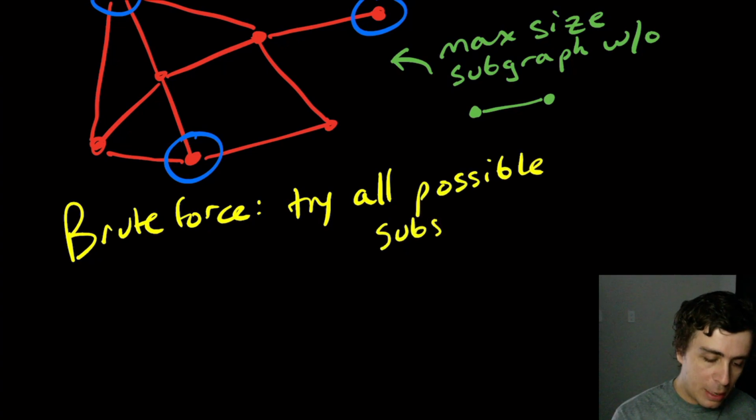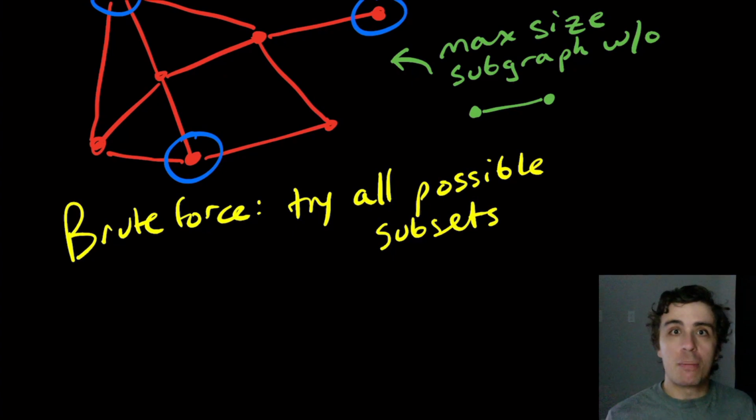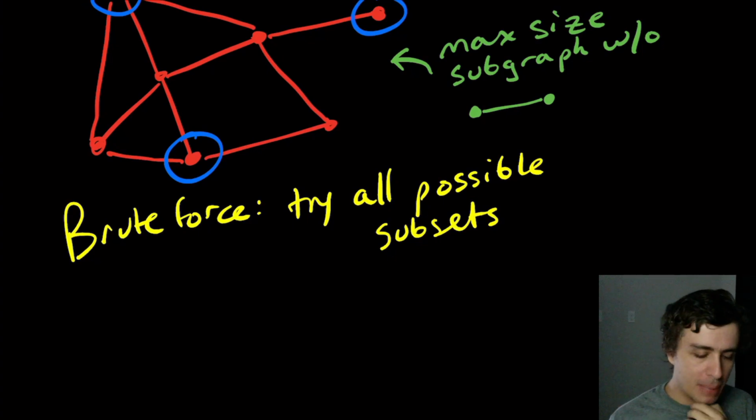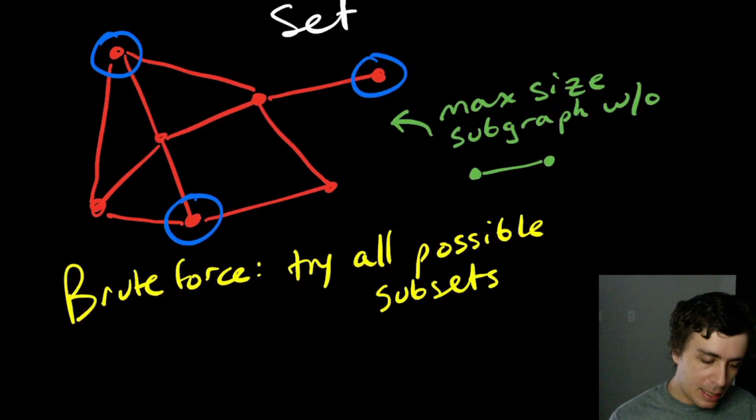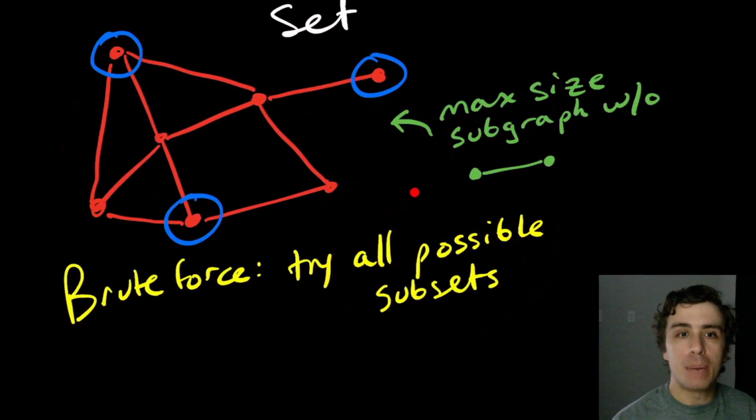This is something that I always recommend that you do. If you have a problem that you don't know how to solve, just do a brute force solution first to get something on the table. Maybe it is the best one. In this case, it won't be, but try all possible subsets of the vertices. And if there are n vertices in this thing, then the number of possible subsets is 2 to the n.